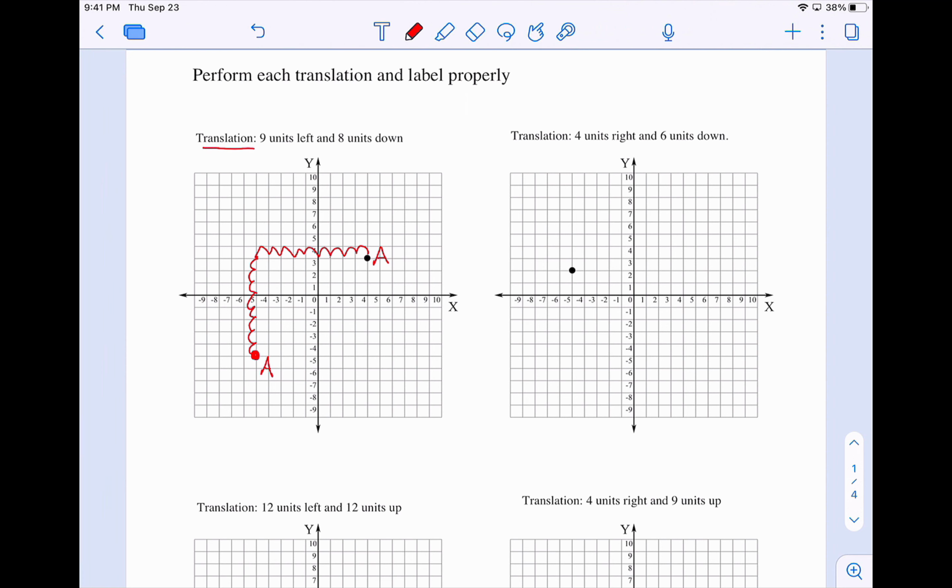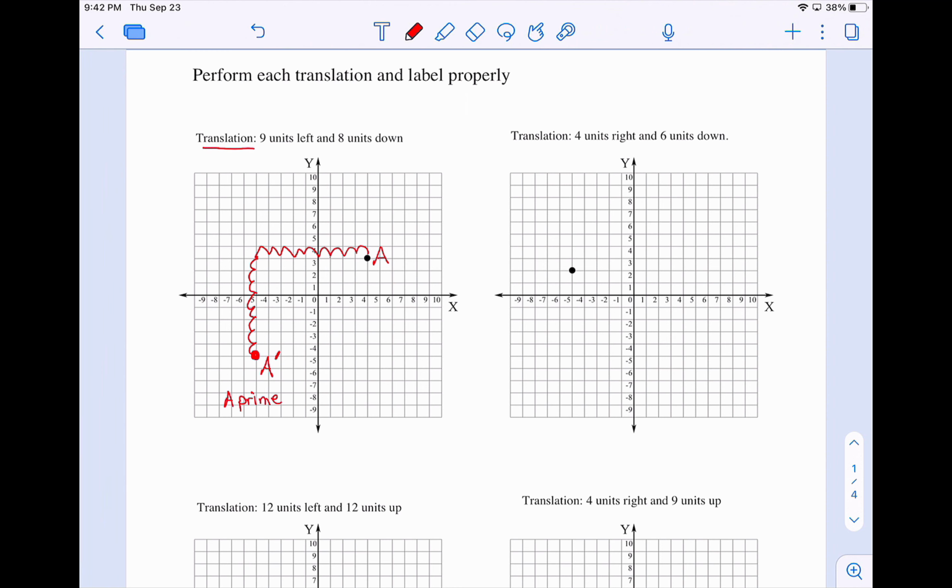Now one thing that's significant and important here is remember that we have to label it properly. Now this was the original shape or image or point, and we want to label our new one, so we have to differentiate between what is the new one and the old one. So this new one we refer to as the image, and we label that with a little apostrophe up there, and we call that A prime. A prime is how we would read that.